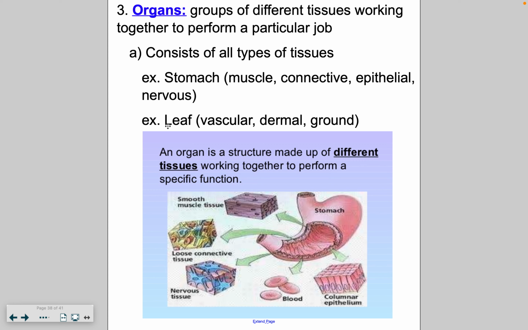A leaf is an organ of a plant. It has vascular tissue, dermal tissue, and ground tissue within that organ. So organs need to have all types of tissues in them to be considered an organ.